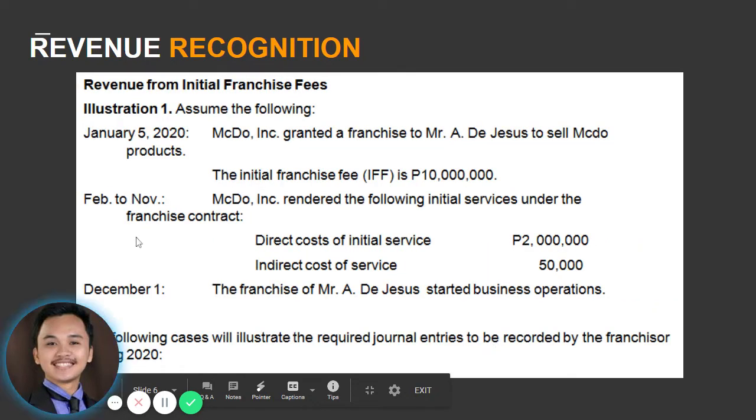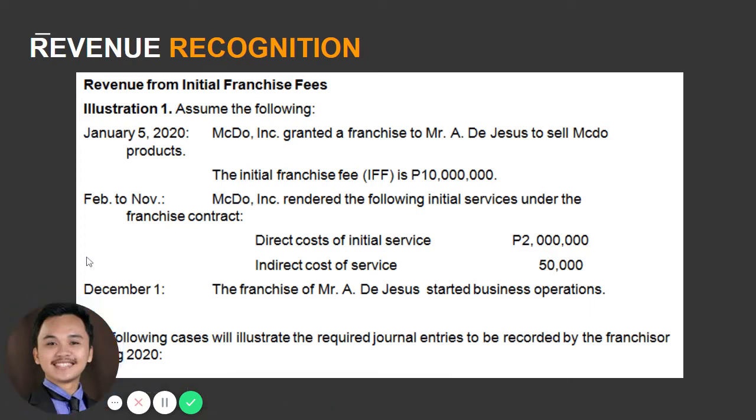Okay? To illustrate the given guidelines in recognizing your revenues, our major dilemma in franchise accounting is the timing of when we are going to recognize revenue, specifically the initial franchise fees that we received.